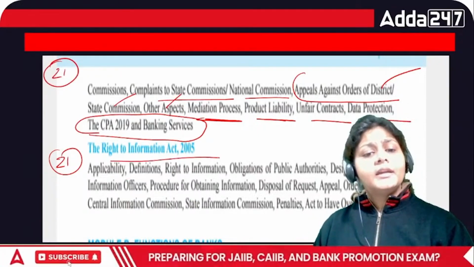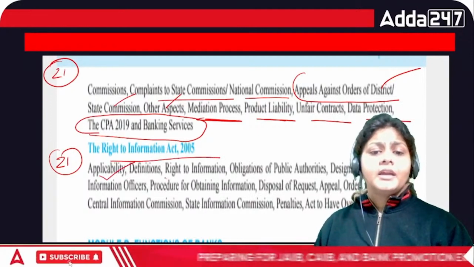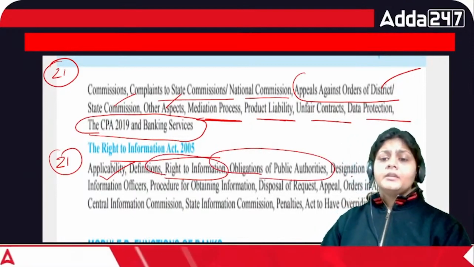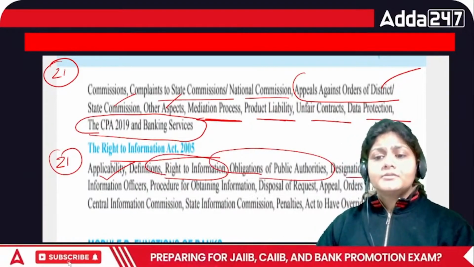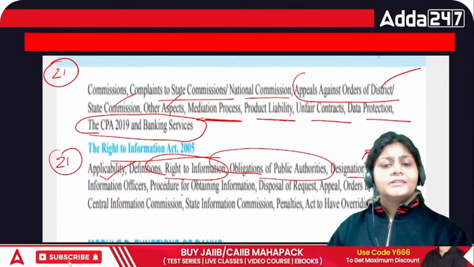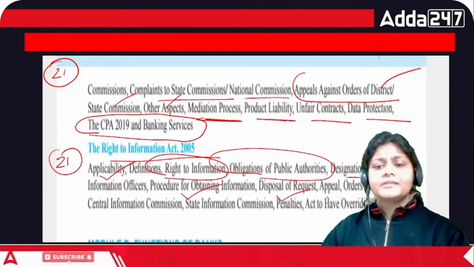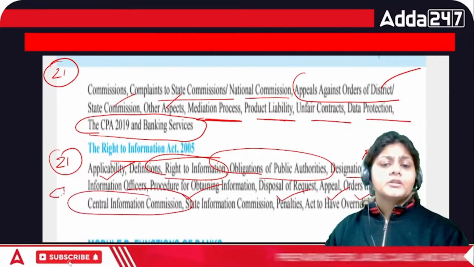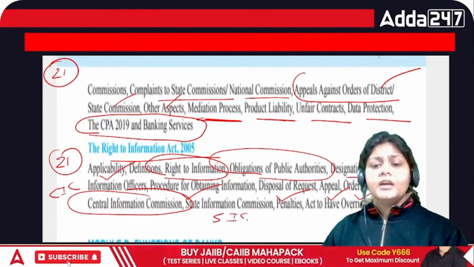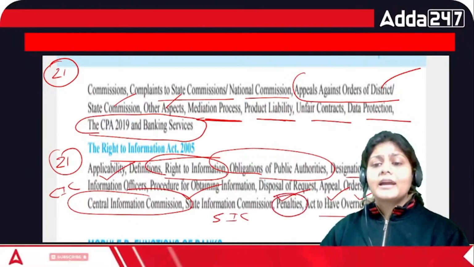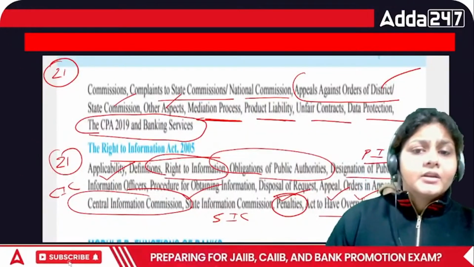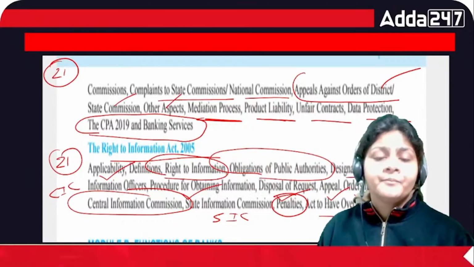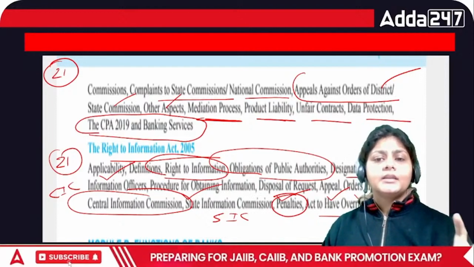Then what is the RTI? What is the applicability of RTI? What is the obligation of public authority? What is the meaning of public authority? Then designation of PIO in the bank. Who is the PIO? Procedure for obtaining the information, disposal of request, appeal, order in appeal. What is a CIC? Central Information Commission. What is a SIC? What is the penalty and act to have the overriding effect? Okay, so these are your chapters, 21 chapters you have in your module.